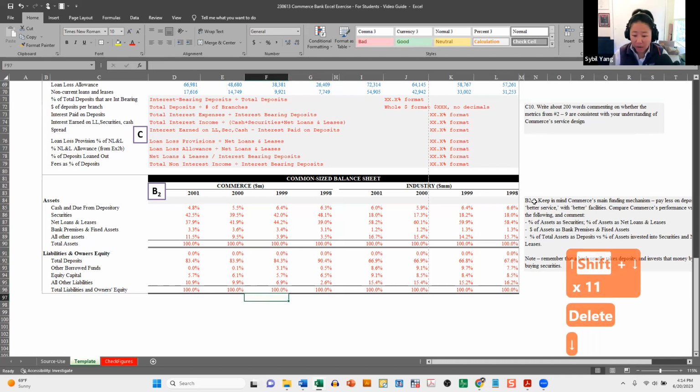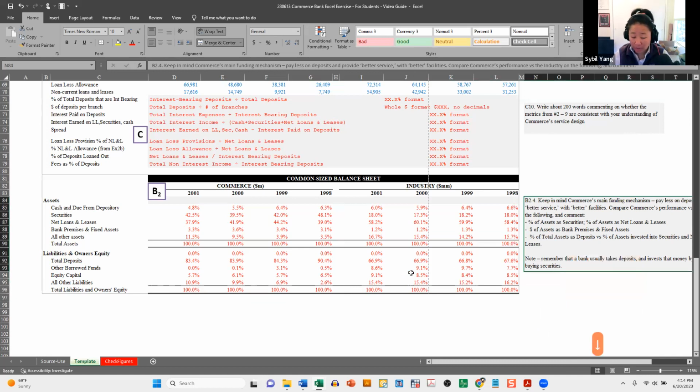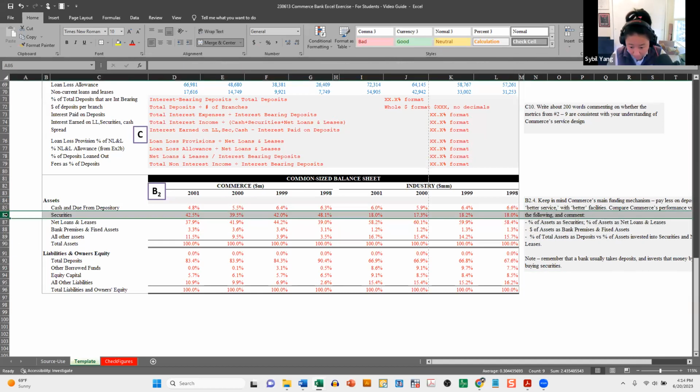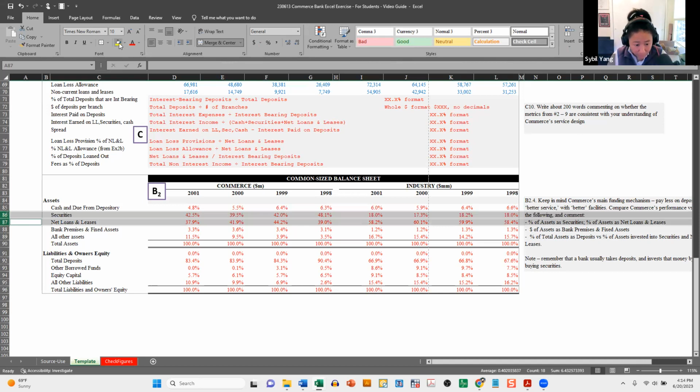Okay, so I have a couple of things that I want you to think about on this balance sheet. I want you to think about the percent of assets as securities. So I want you to think about this line item. And then percent of assets as net loans and leases. I want you to think about these two lines together.